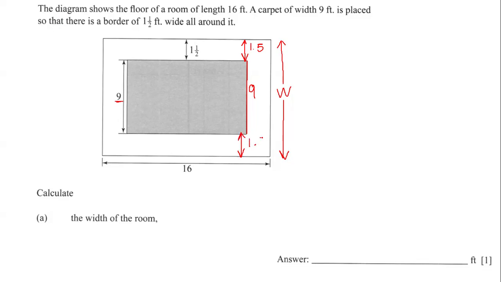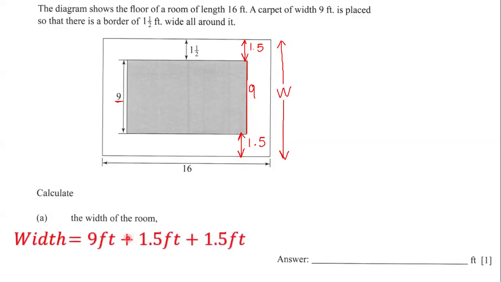And so that means that if we want to figure out what is the width of the room, the entire length is going to be 9 feet plus 1.5 feet plus 1.5 feet. And so that's going to be the width of the room, 9 feet plus 1.5 feet plus 1.5 feet, which gives us 12 feet. So whereas the length of the room is 16 feet, the width of the room is 12 feet long.